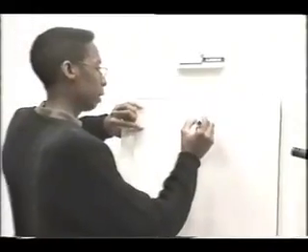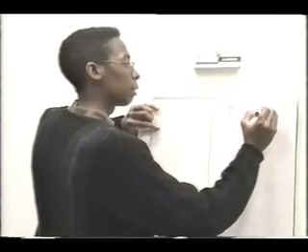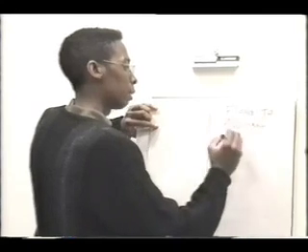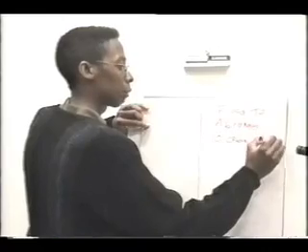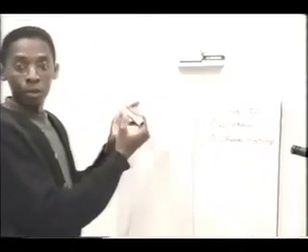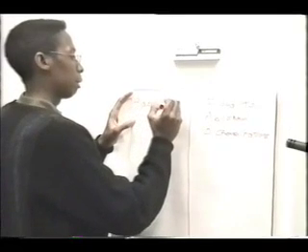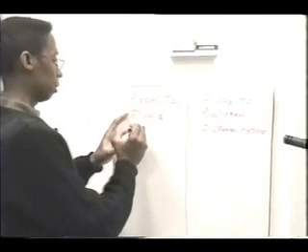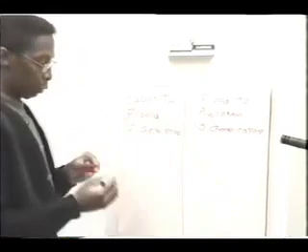Now, let me just write this down. I'm going to write it like this. From flood to Abram, I'll just put Abraham, 10 generations. Now, over on this side, from Adam until Noah, until the flood, we have another 10 generations. So, of course, that gives us 20 generations.